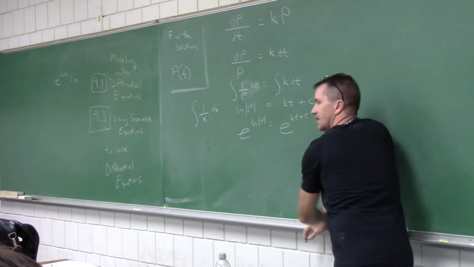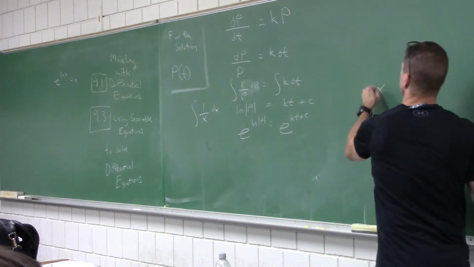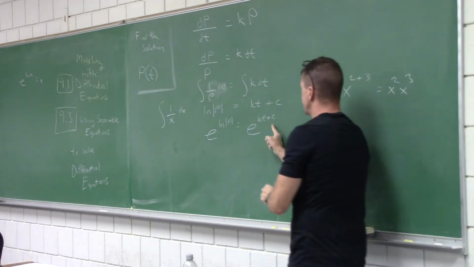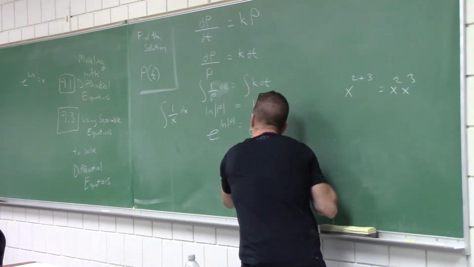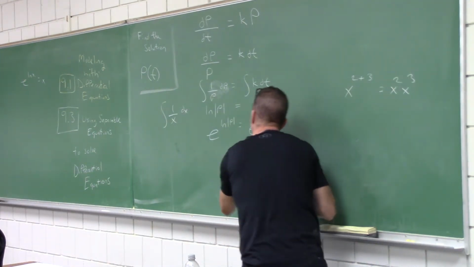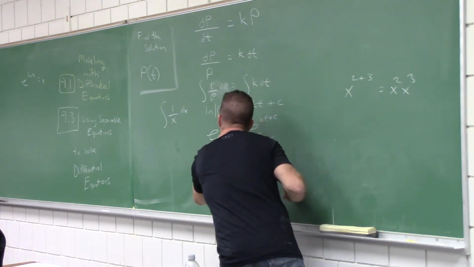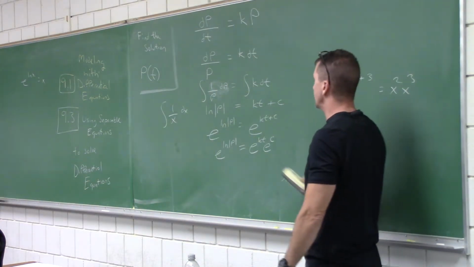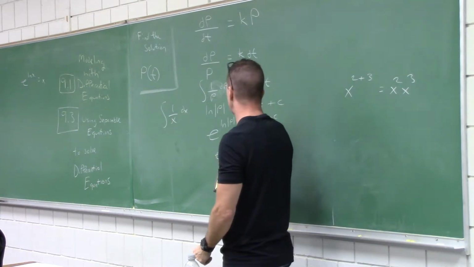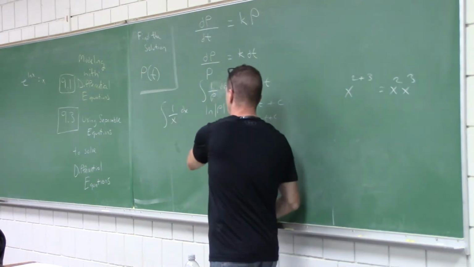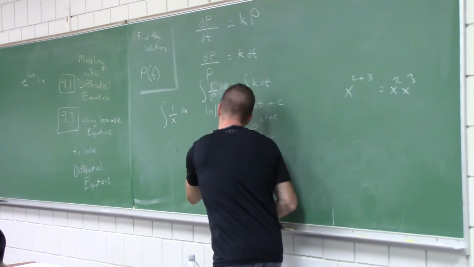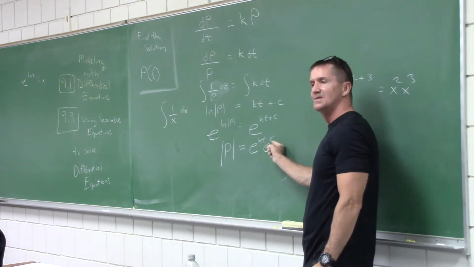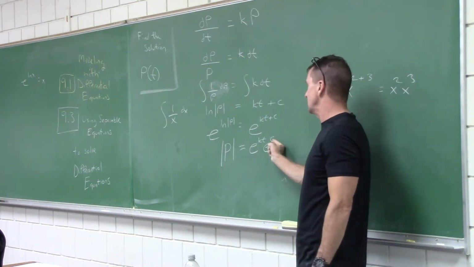Now I'm going to write this another way. Did you know x to the 2 plus 3 can be written as x squared times x cubed? So let's rewrite this as e to the kt times e to a constant. We'll leave the left right here. What's e to the ln of P? It's just P. The bars are still there, but we're going to take those bars off in a second because we have this unknown constant, plus or minus.